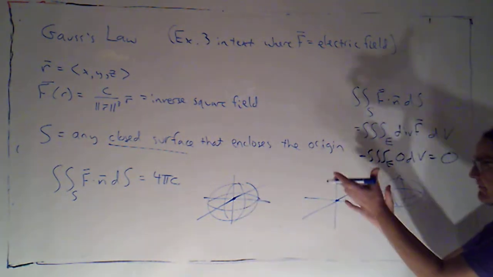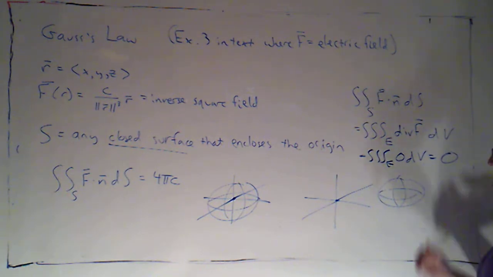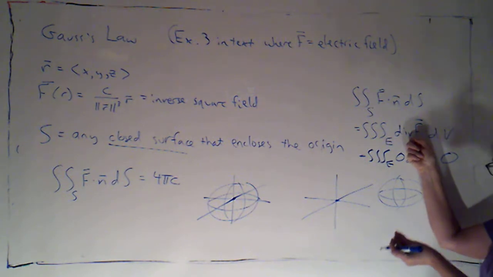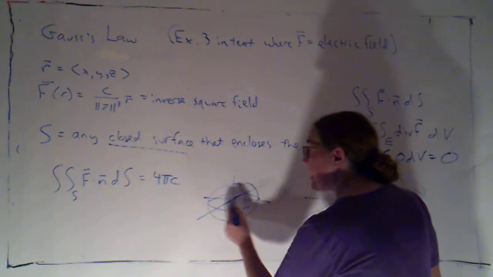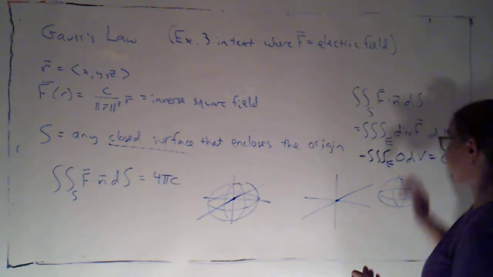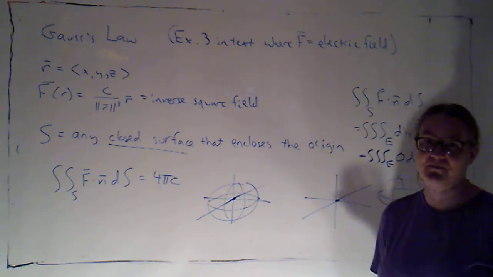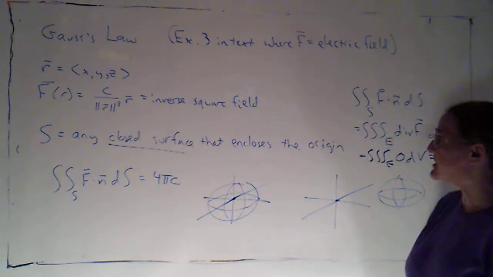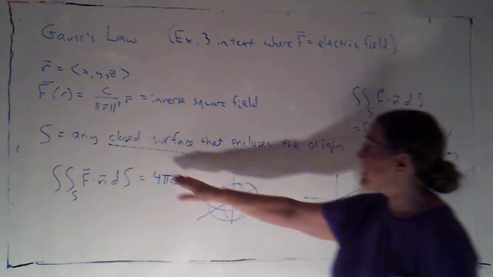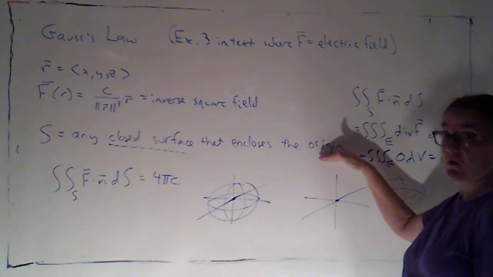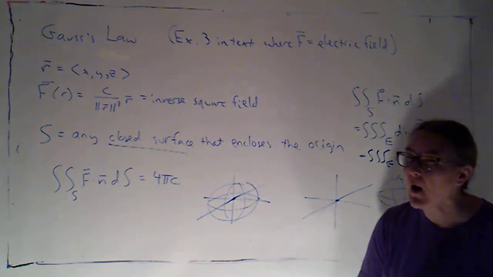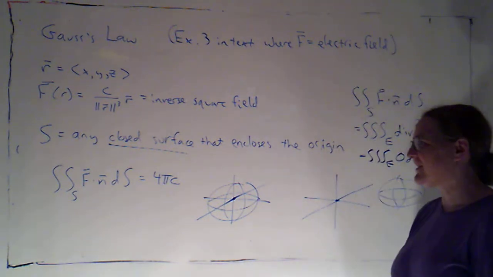Well, because if F isn't defined at the origin, then neither is the divergence of F. That's not going to be defined at the origin, so I couldn't integrate over the enclosed region because my integrand, the divergence of F, would be undefined at some point. So I can't use the divergence theorem directly if I've got something like this, where I've got a closed surface that encloses the origin. And that's simply because the divergence isn't defined at that one point on the enclosed solid.